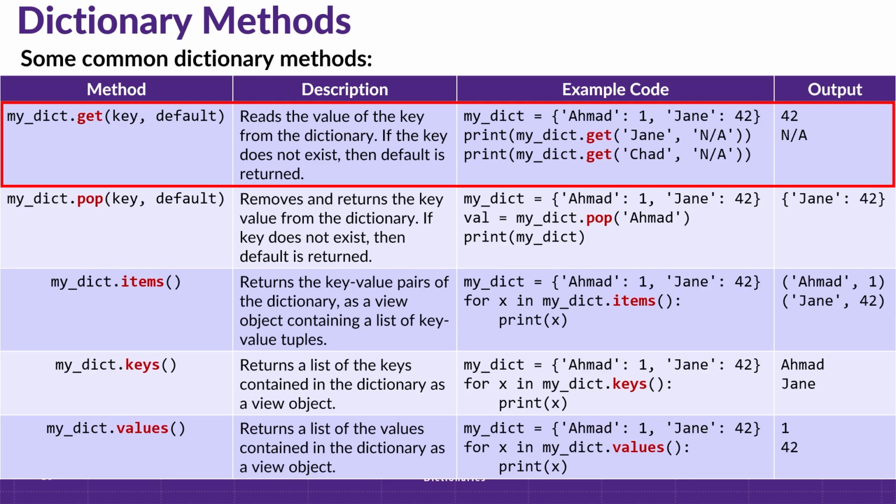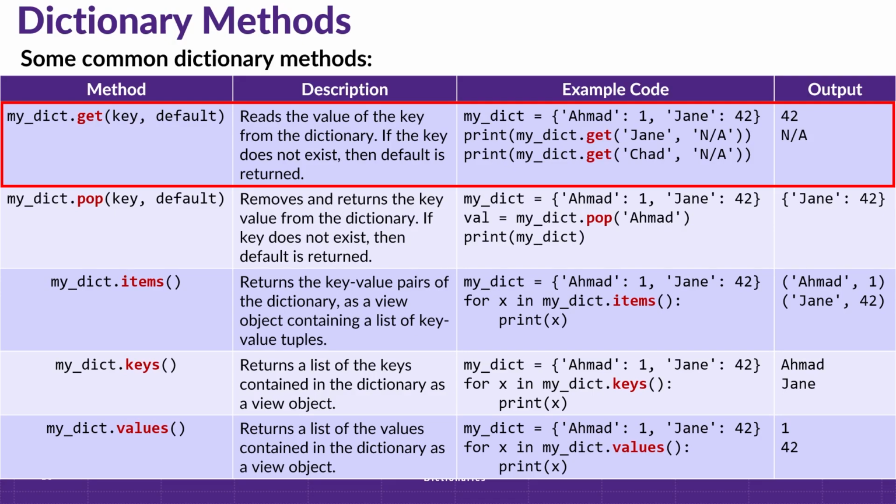So in the example we can see in the table, we have a dictionary with 2 names, and they both correspond to some value. Maybe that's an age again. And we can see we have 2 print lines. The first one is using the get method to get the value at Jane, and it has a default value of NA. In this case, Jane is in the dictionary, so it returns 42. The next line tries to do the same thing, but with the name Chad. In this case, Chad is not in the dictionary, so it returns the default value, which is NA.